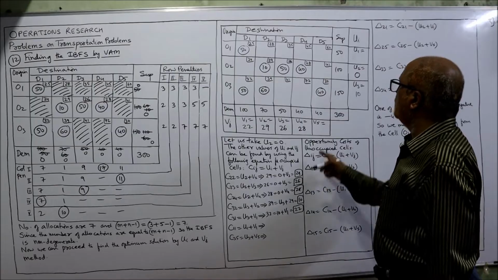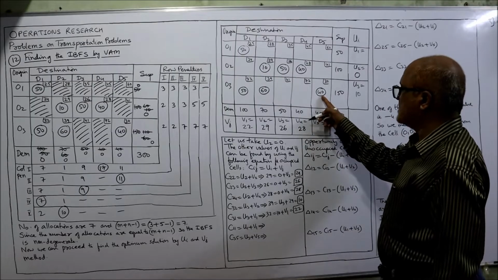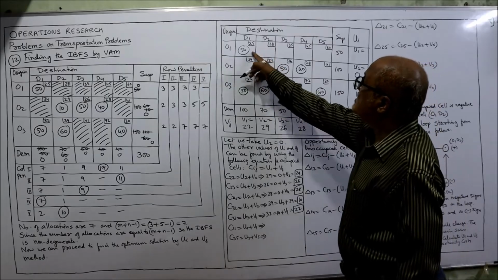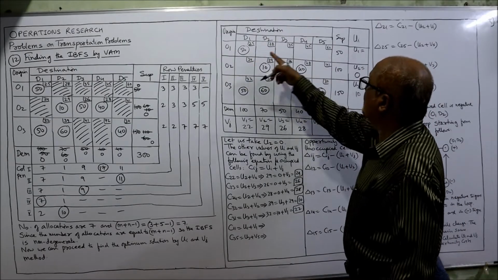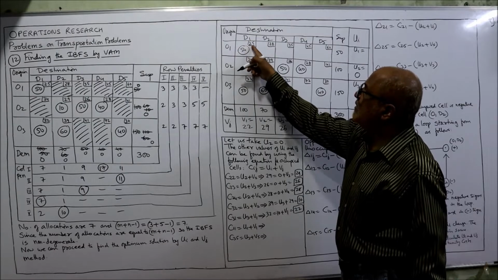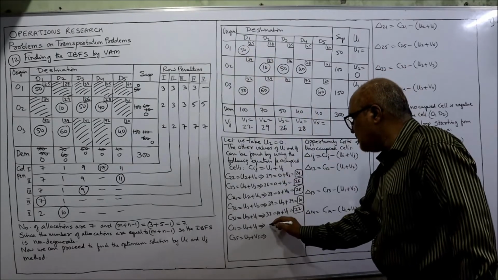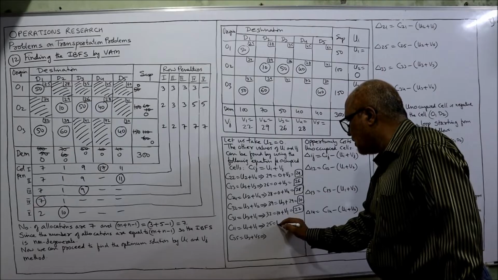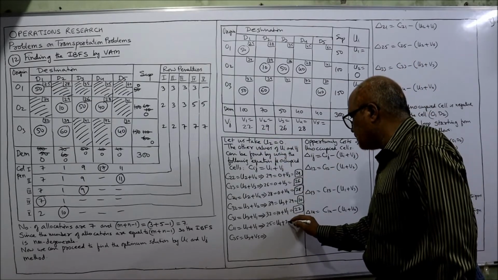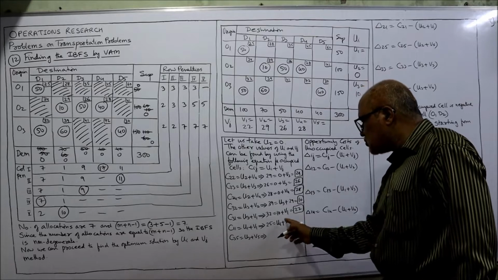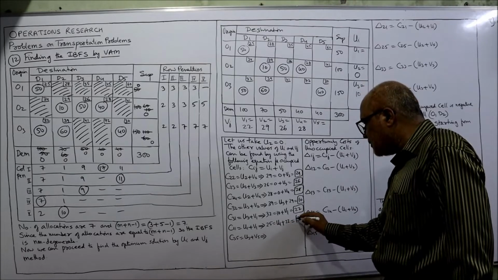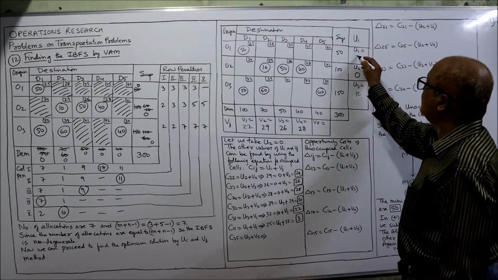Now we make use of this cell. What is this? 1, 1, C11. First of all, this cell will find out U1. So what is the location of this cell? 1, 1. C11 is 25, equal to U1, we don't have, plus V1 is 22. So take this 22 to LHS. So 25 minus 22 is 3. So U1 is equal to 3.